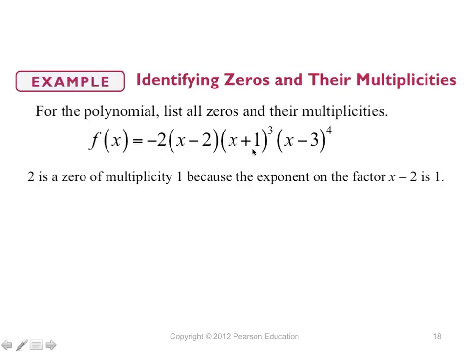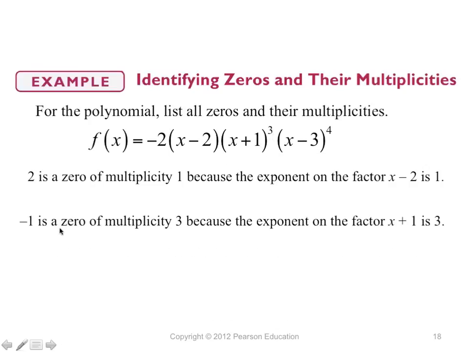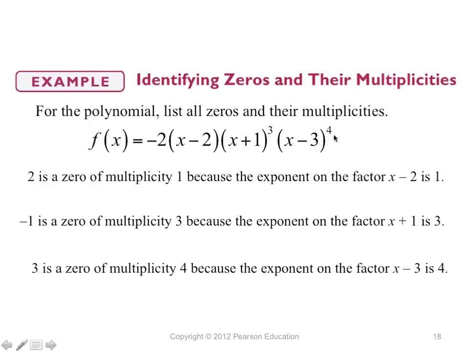If we look at this second piece, the 0 is going to be negative 1, because if we plug negative 1 in for x, this whole thing becomes 0. And the multiplicity is going to be the power, which in our case is 3. So negative 1 is a 0 of multiplicity 3, because the exponent on the factor x plus 1 is 3. Now if we look at this last one, 3 is going to be the 0 from this one, and the multiplicity is 4, because that is the exponent.